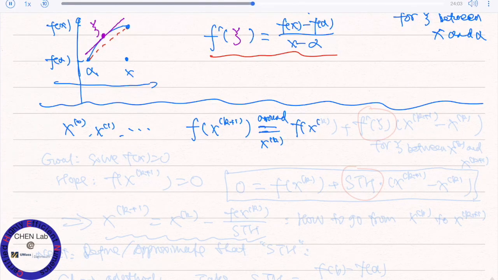This would be f of xk plus, we use this guy. You're going to plug in xk plus 1 for x, plug in xk for alpha. That's easy. So this is f prime at some c times xk plus 1 minus xk.